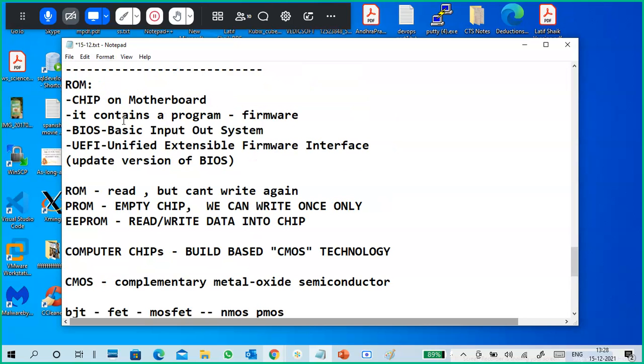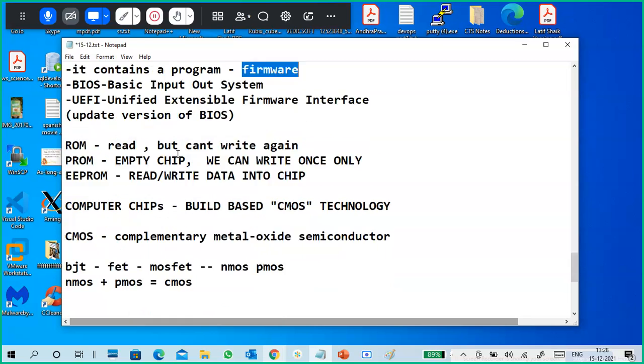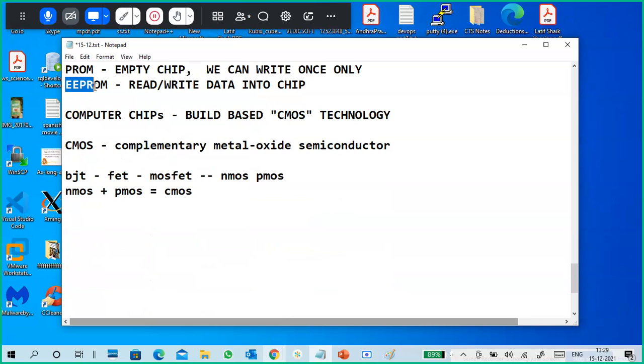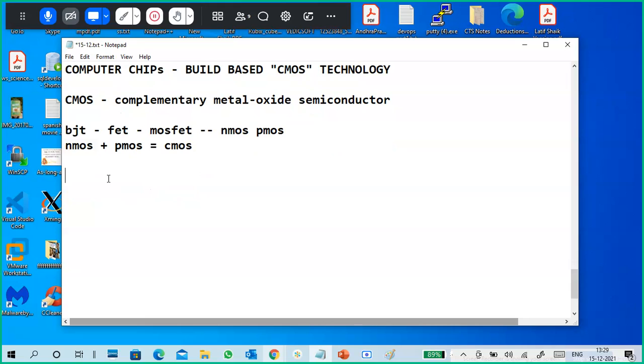What is this? Actually, I said firmware, BIOS, UEFI. So BIOS and UEFI are nothing but firmware, which is a program in the ROM chip. Whether it is ROM, PROM, or EPROM, it is simply a program inside of it. So what is that program? What is the information in the firmware?